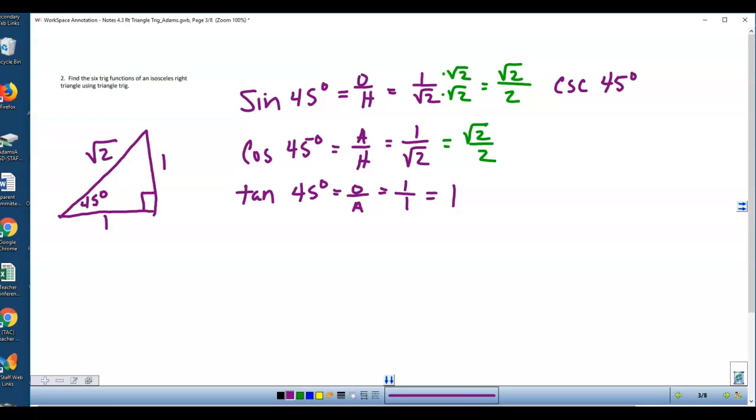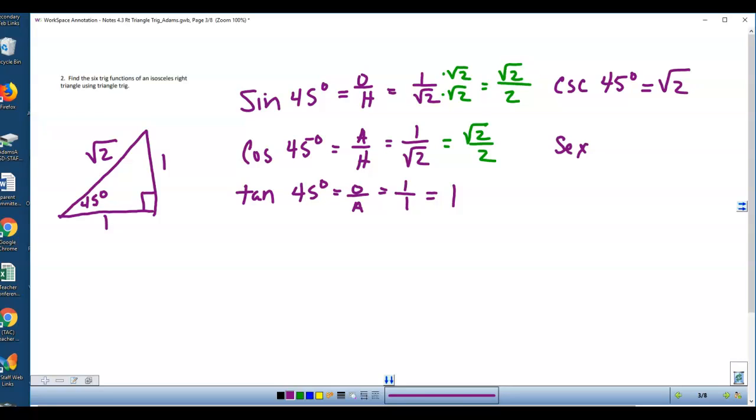And anytime I have some of this stuff going on, I don't want to use this last one as the reciprocal, because if I do that, I'm putting that radical right back in the bottom. So what I want to use is this one right here, and when I do the reciprocal of that, I just get that that's root 2, because that would be root 2 over 1. And then cosine goes with secant.